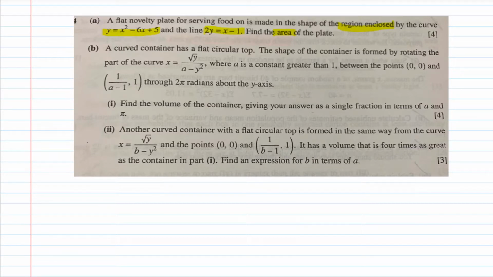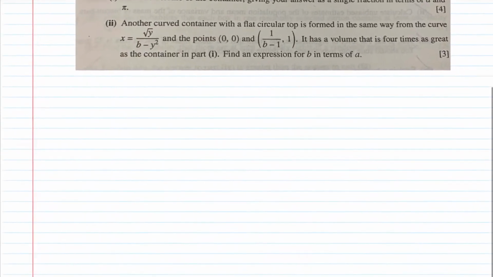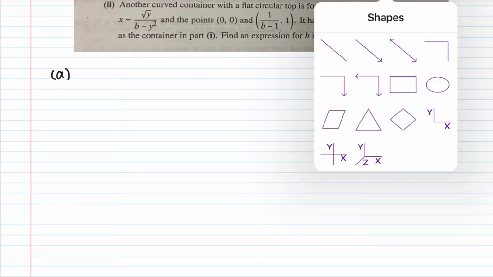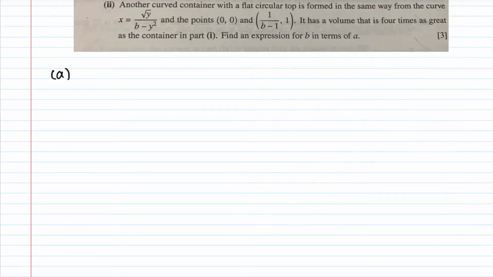It is basically just finding the two curves, seeing where they intersect, and then finding what the area is between them. So if you draw your diagram, I'm just going to draw a bit of a sketchy diagram over here. Let me just get a shape out.